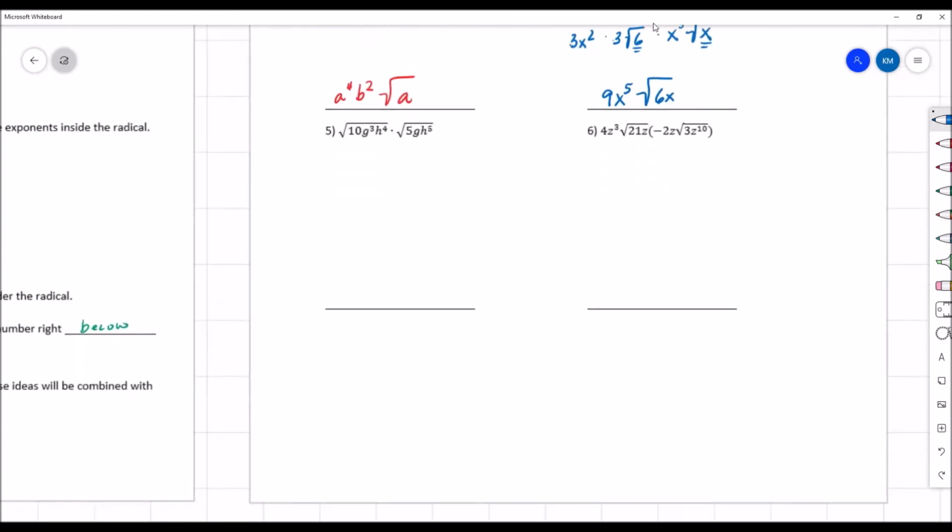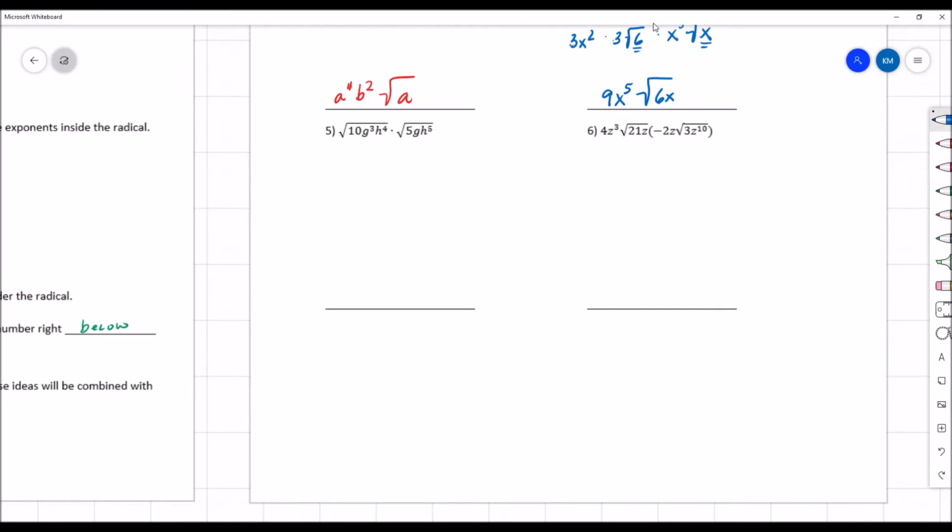All right, 5 and 6. Some multiplication here. Remember our rules, inside times inside, outside times outside. I like to multiply them together first and then do the breaking down stuff. You could break them down and then multiply. I just feel like that sometimes gives you more work. So I'm going to multiply them together here.